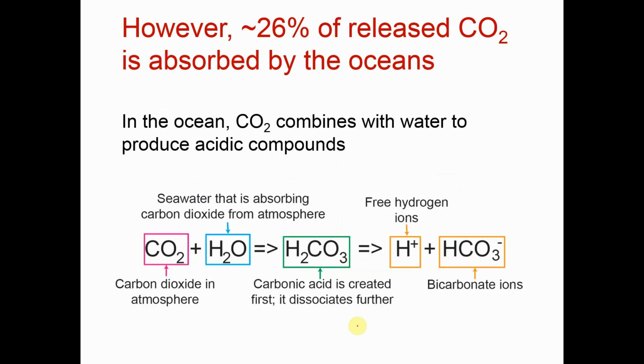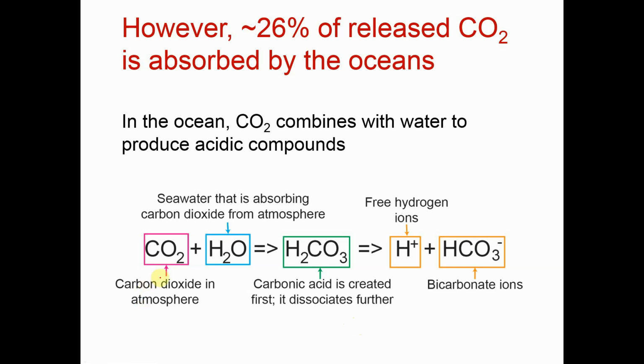Now this CO2 gets released into the atmosphere and it does change temperature. However, one thing we need to think about is that about 26% of released CO2 is actually absorbed by the oceans. So our activities such as burning of fossil fuels and deforestation is releasing this CO2 into the atmosphere, and about a quarter of that CO2 is just absorbed directly by the ocean. And in the ocean, this CO2 combines with water to produce acidic compounds according to the reaction shown below.